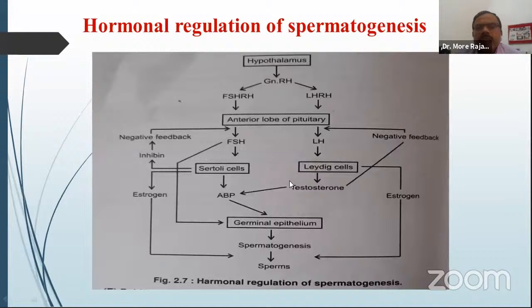Here, there are certain negative feedback or inhibitory factors. When the Sertoli cell secretes the inhibin hormone, negative feedback is started. It signals the anterior lobe of the pituitary not to secrete the FSH hormone, so that the Sertoli cells are not activated and the further process is stopped. In the same fashion, testosterone also has a negative feedback. It acts on the anterior lobe of the pituitary so that it does not secrete LH, so the Leydig cells are not activated and testosterone is not secreted. So this is the hormonal regulation of the process of spermatogenesis.